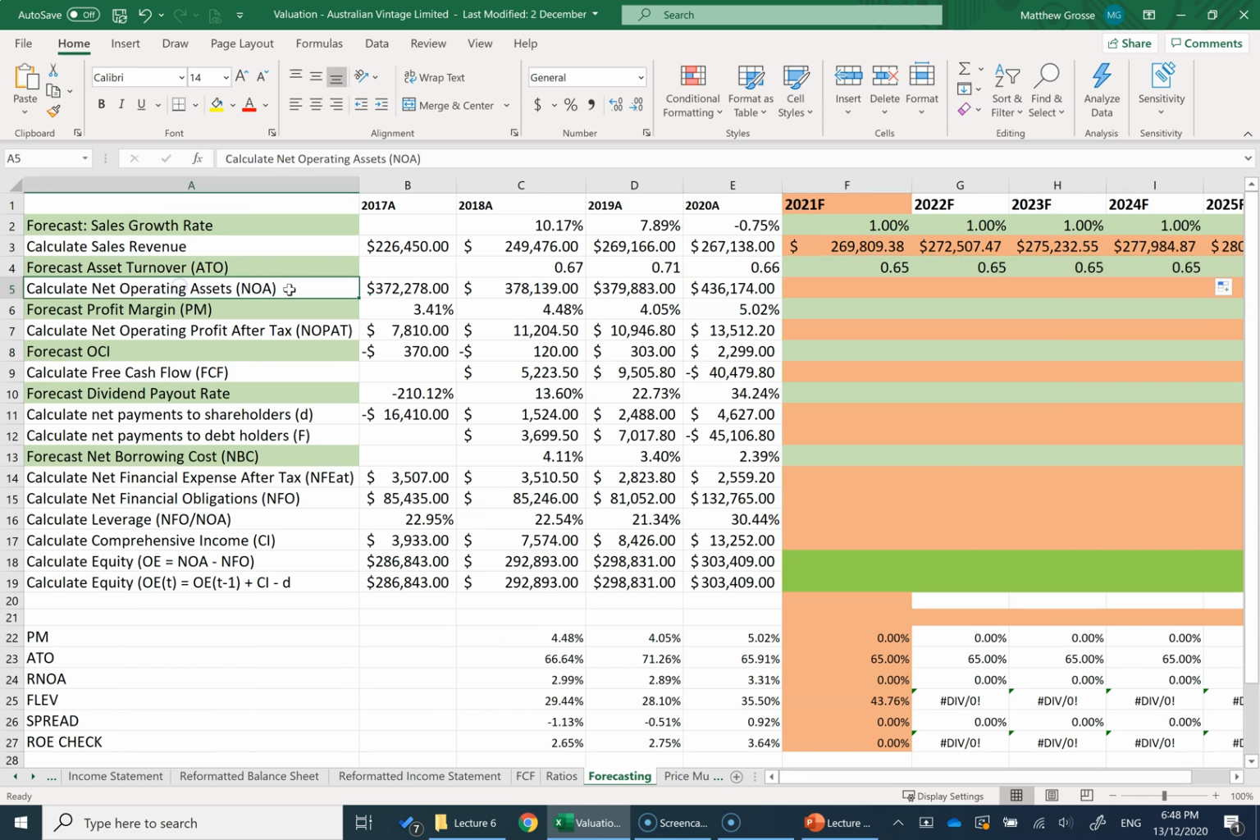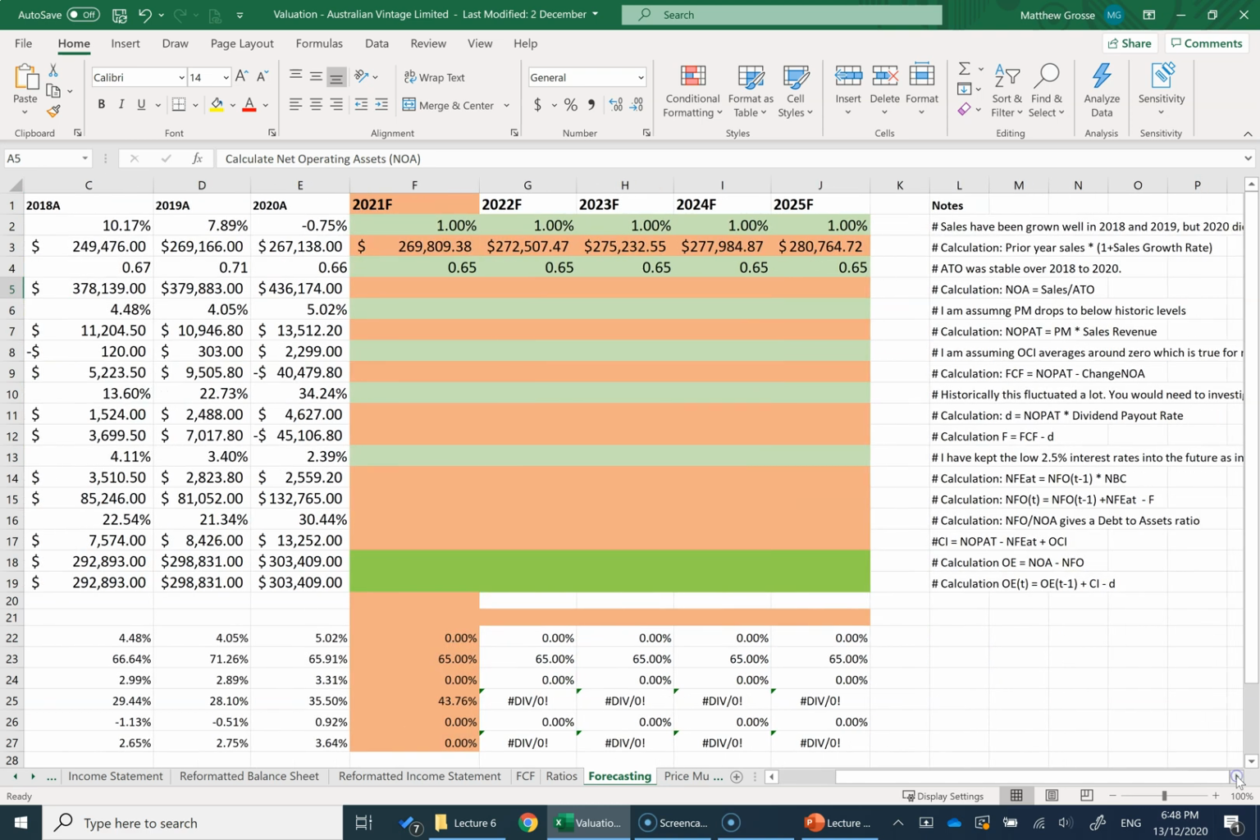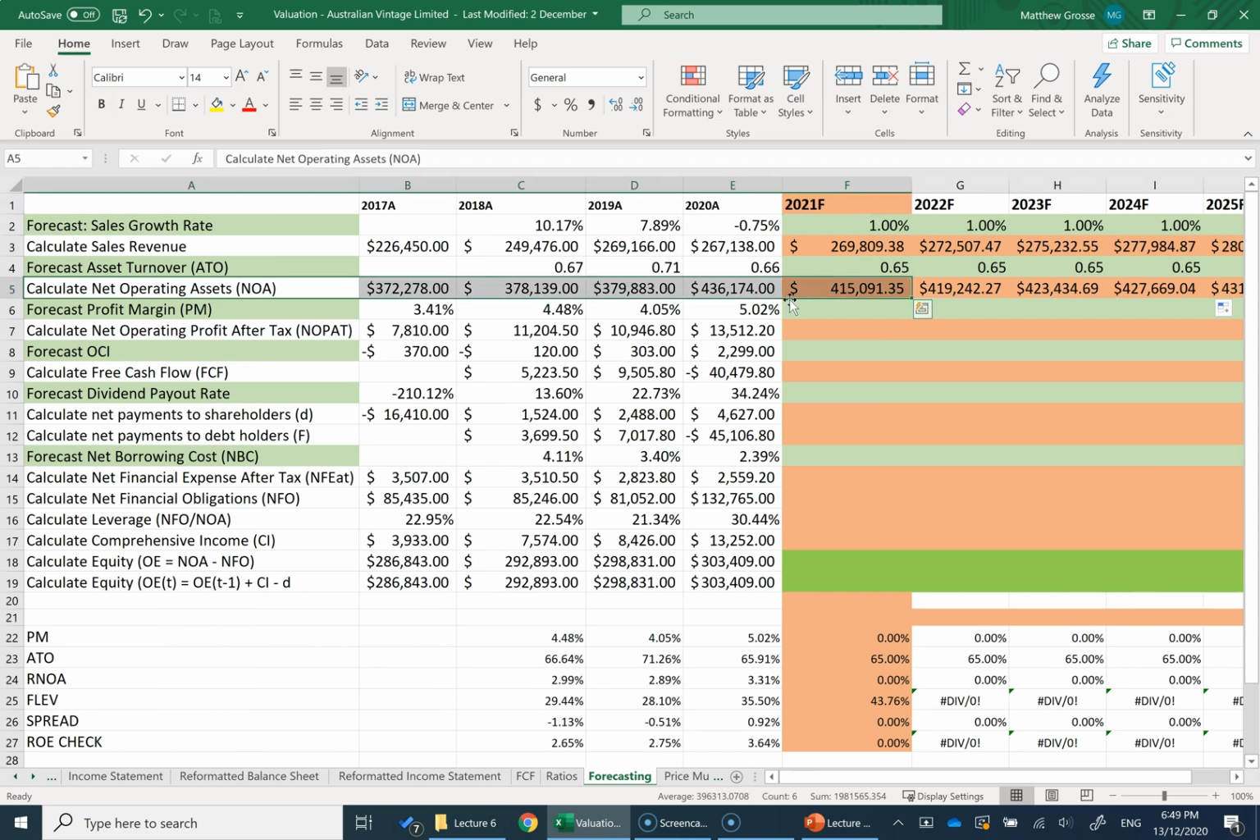I have to calculate NOA, my net operating assets. And in this spreadsheet here, I've given you just the calculations as well if you forget them. So it says NOA is equal to sales divided by asset turnover. So I take my sales revenue and I divide through by my asset turnover. And I then drag it across for each of the years. And I can see that in 2021, I think that my net operating assets is going to be a little bit less than what it was in 2020.